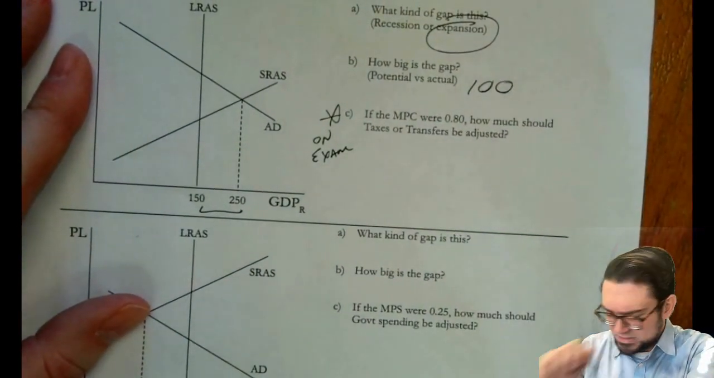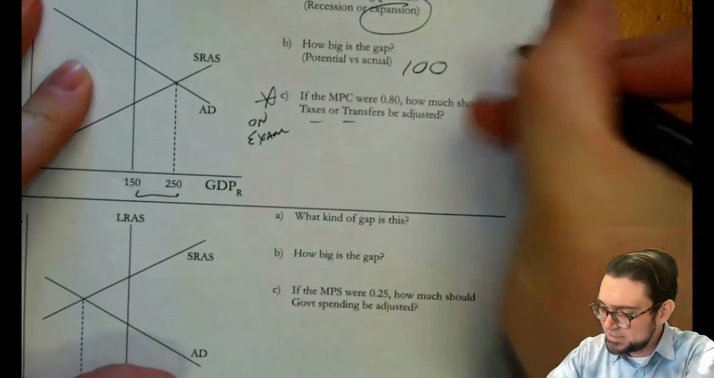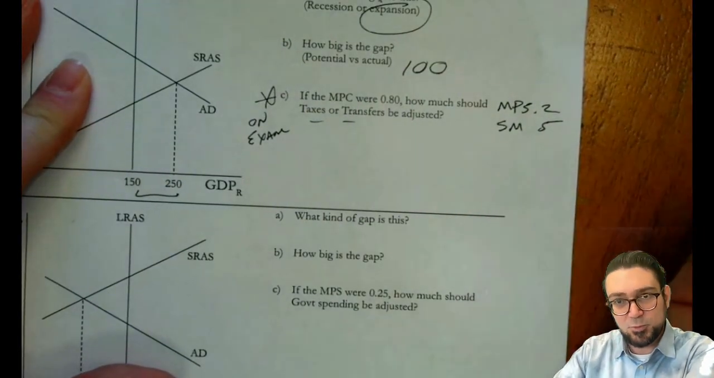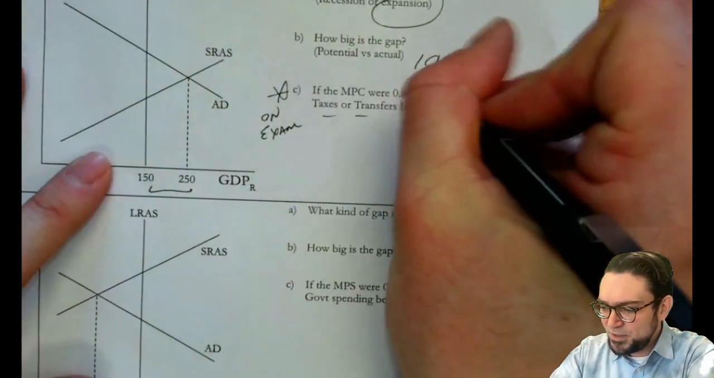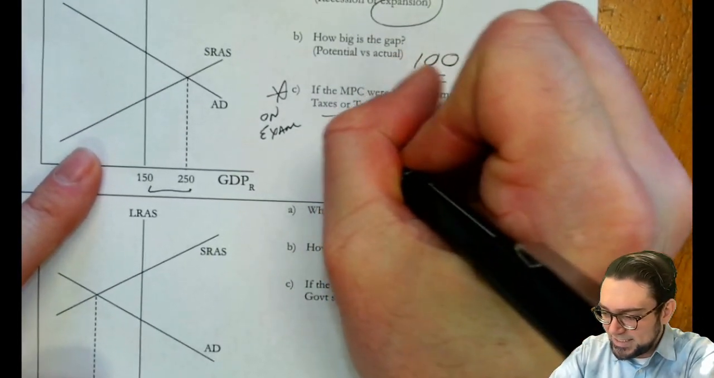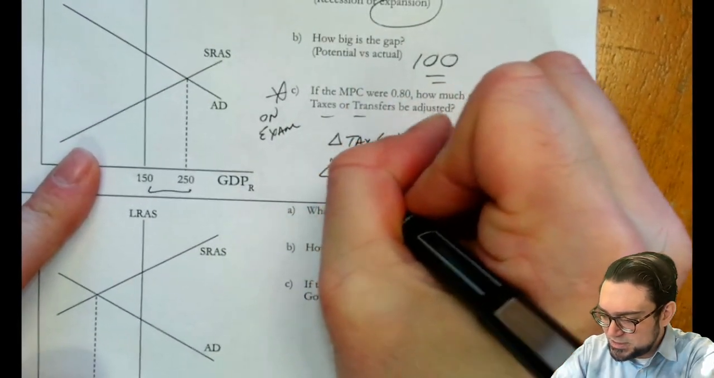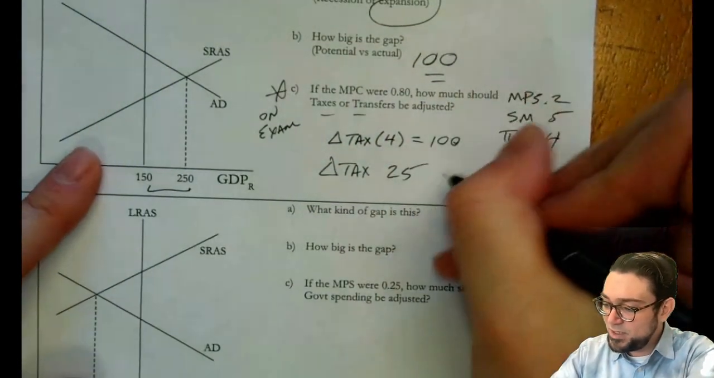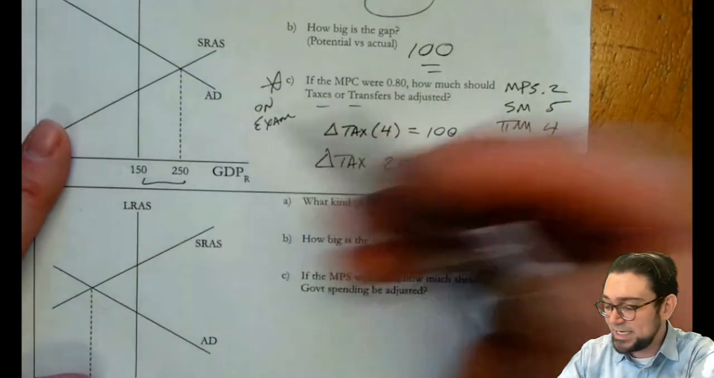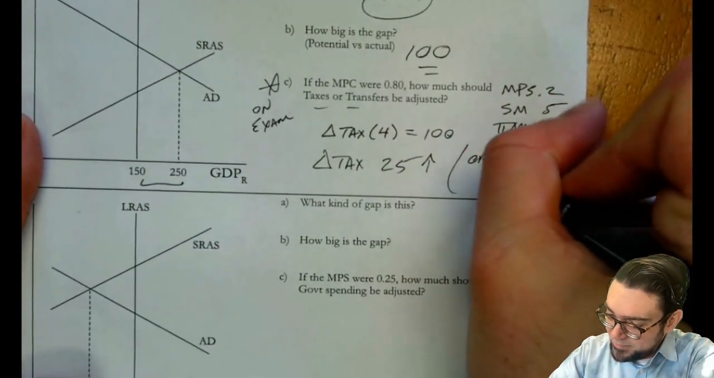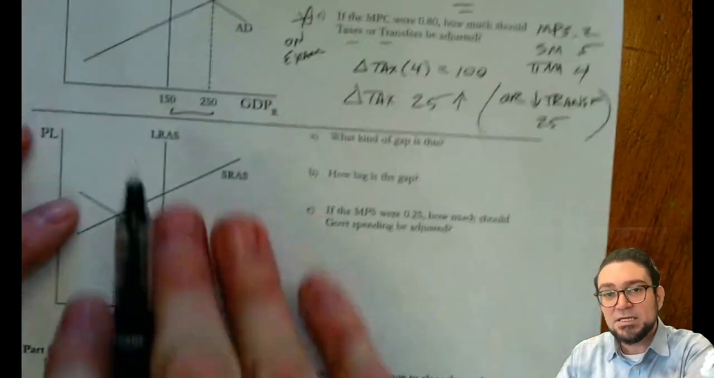If MPC is 0.8, how much should we change taxes or transfers? So we know that MPS is 0.2 in that case. And we know the spending multiplier is 5, 1 over 0.2. That means the taxes and transfers multiplier is 4. And so we have a gap of 100. So we have a change in tax times 4 is going to close our gap of 100. So that means our change in tax is 25. And we want to make sure that we are saying we want to increase taxes in this case because we're actually reducing aggregate demand. You could have also said cut back transfers by 25 as well, because it's the same concept. Let's take a look at number 2.